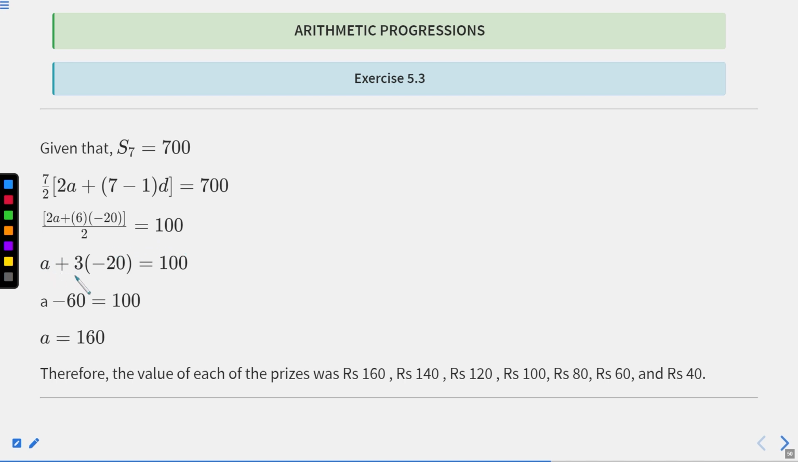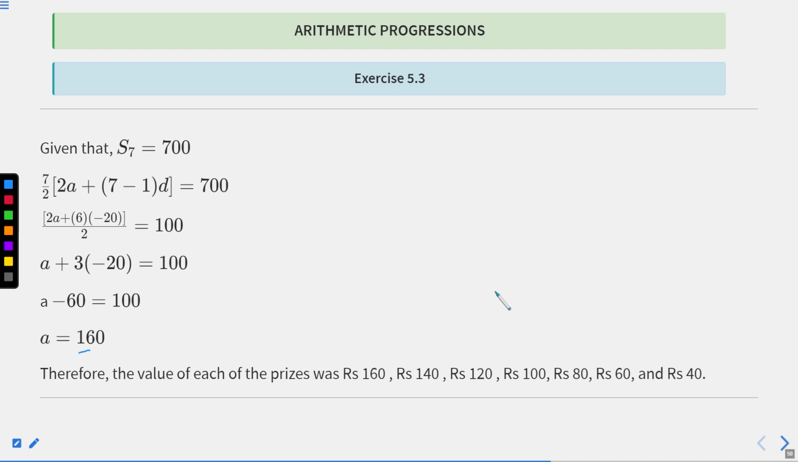It implies a plus 3 into minus 20 is equal to 100, which implies a minus 60 is equal to 100, and it implies a is equal to 160. Therefore, the values of each of the prizes are rupees 160, rupees 140, rupees 120, rupees 100, rupees 80, rupees 60, rupees 40.